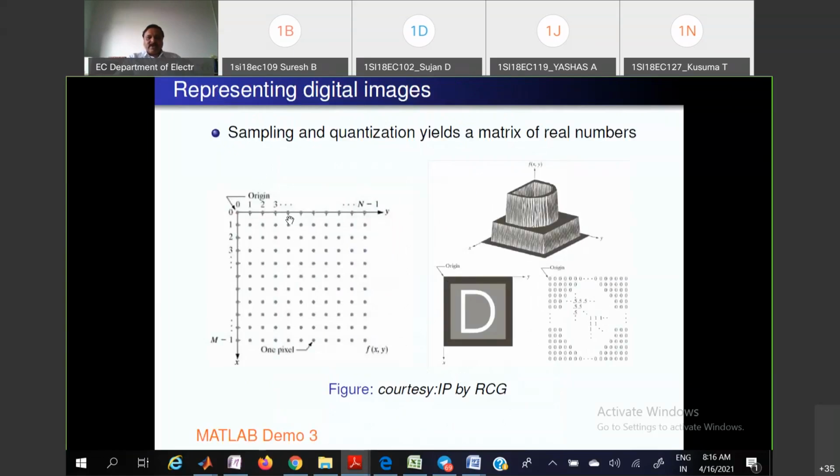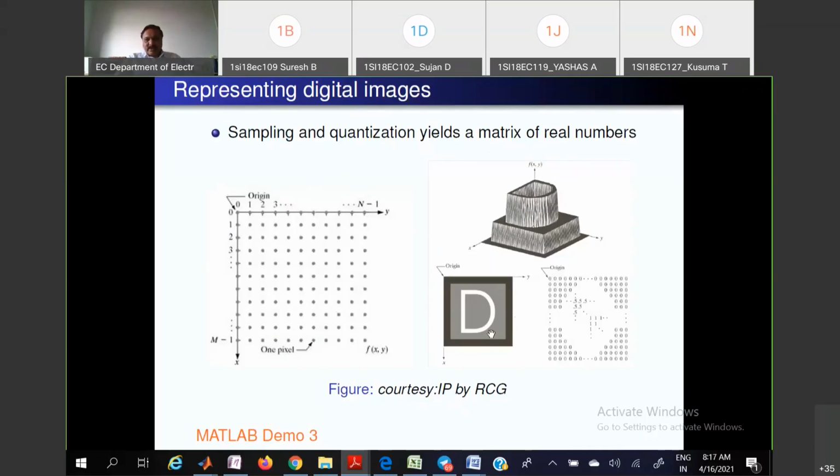So depending on how many scan lines you have, you will get a matrix of size m cross n. M is the number of rows and n is the number of columns. This is how a sampled and quantized image is represented by using a matrix. And the matrix size will decide the size of the image.